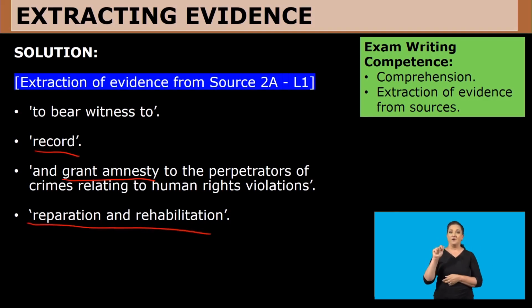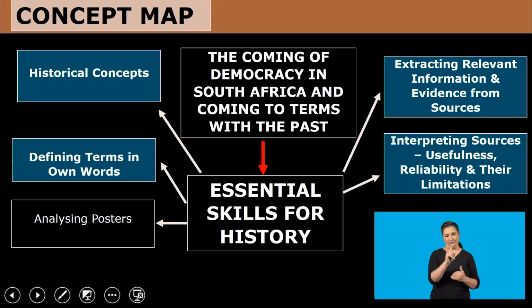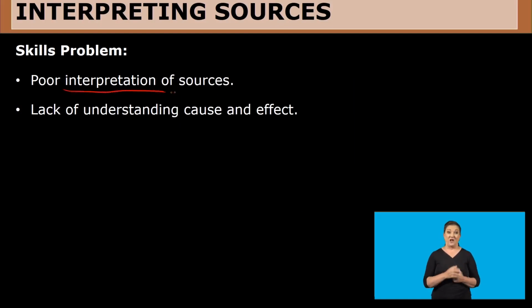So all that information is directly from the source. It's not using your own knowledge. Now, let's look at another very important history skill, which is interpreting sources, looking at their usefulness, reliability, and limitations. The problem here is that people do not know how to interpret sources. There is also a lack of understanding of cause and effect.